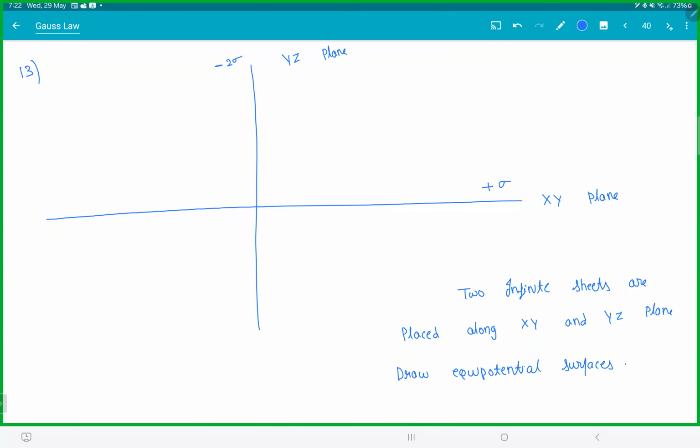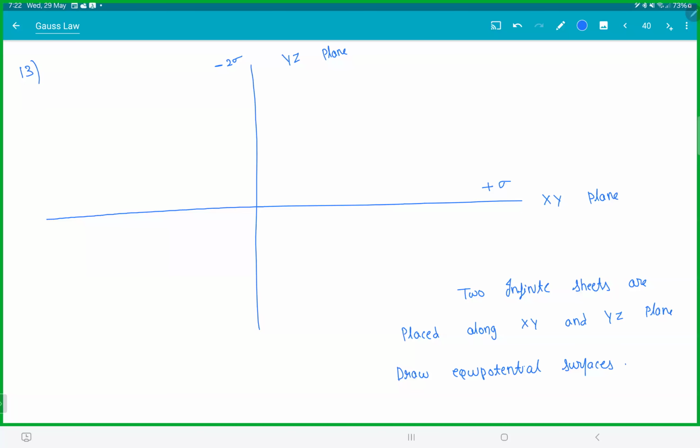Let me make it a little simpler for you. Draw the electric field lines and draw the equipotential surfaces. You need the field line diagrams to draw equipotential surfaces. Try, I'll give 2 minutes. In the exam they'll give 4 options, and you have to choose the correct lines.